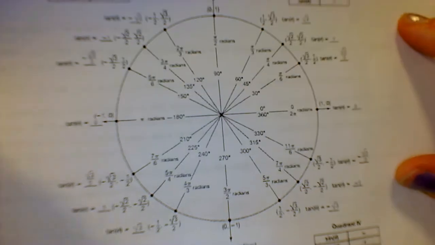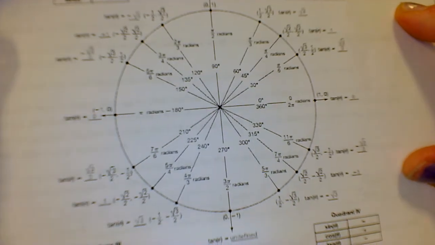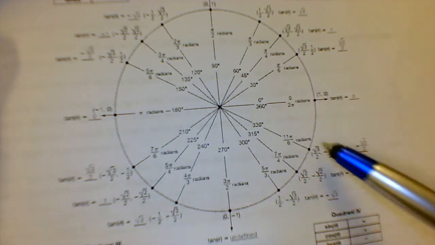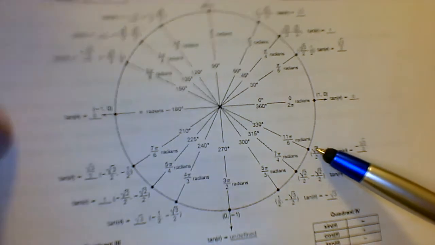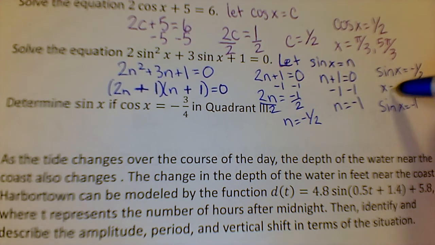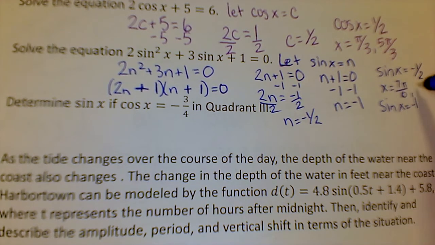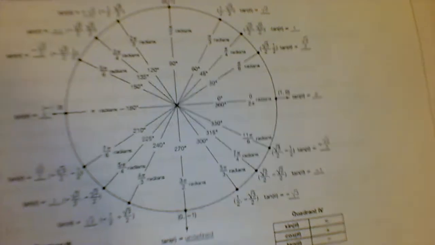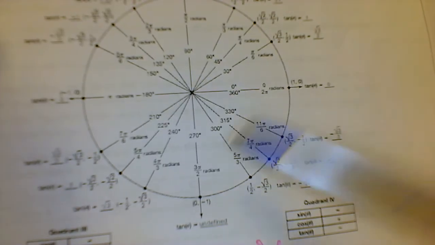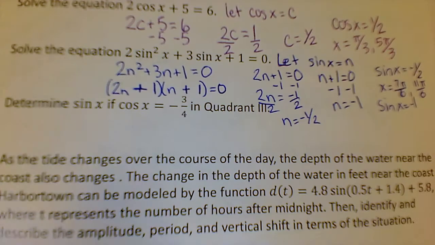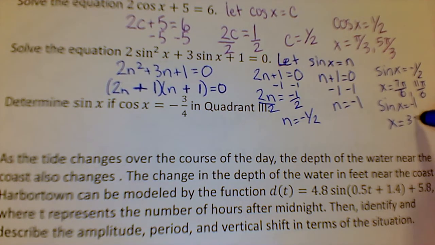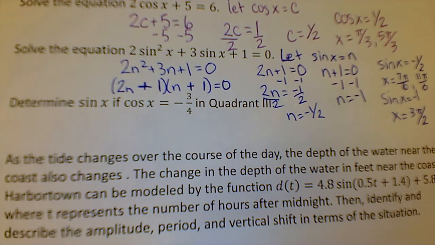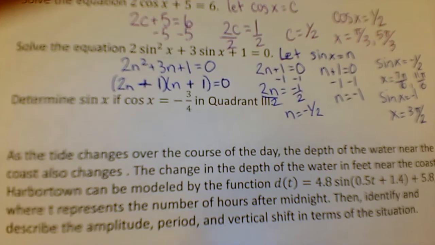Sine equals negative 1/2 here, 7 pi over 6, and also over here at 11 pi over 6. So I've got x equals 7 pi over 6 and 11 pi over 6, and then sine equals negative 1 right here at 3 pi over 2. Okay, and we are done with that one.